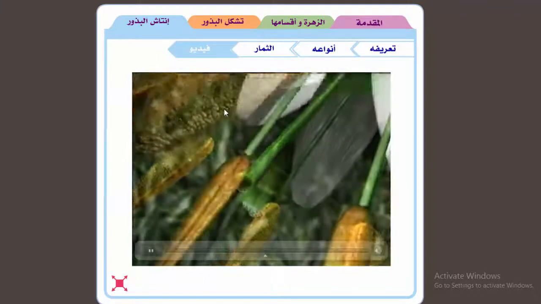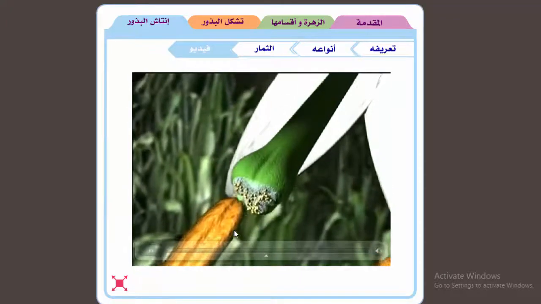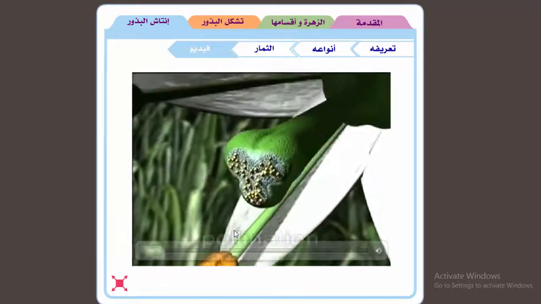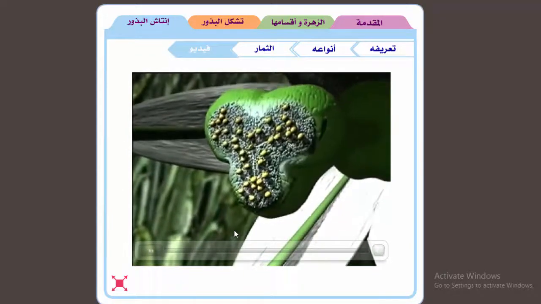The first step in the stages of fertilization is pollination. The transfer of pollen to the receptor surface of the stigma is called pollination. This happens by various means, such as wind, insects, or other animals.